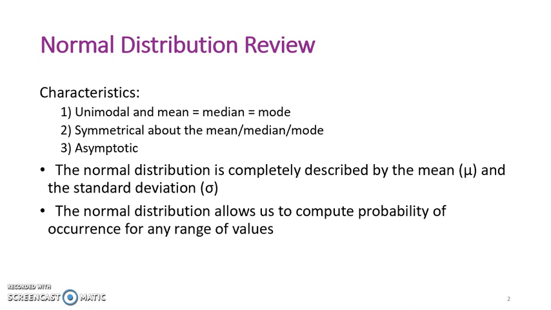The normal distribution is also completely described by the mean and the standard deviation. Completely described means that the exact shape of a normal distribution is determined by its mean and its standard deviation. Because the normal distribution is a probability distribution, given the mean and the standard deviation, you can use the properties of the normal distribution to compute the cumulative probability for any value. I'll describe this in the coming slides.